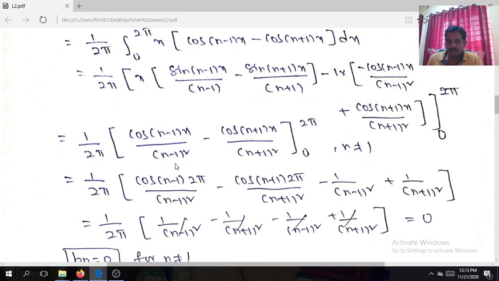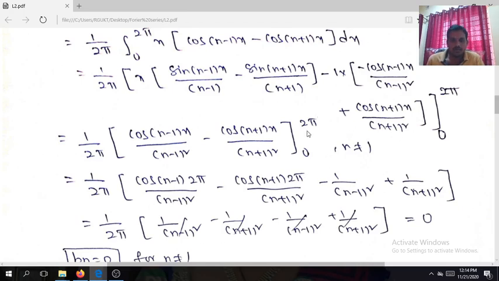Here also in the denominator n minus 1 whole square is there. If I take n equal to 1, what happens? The term is infinity, infinity minus anything is infinity, the term does not exist. So I am going to restate: this is valid for n not equal to 1.